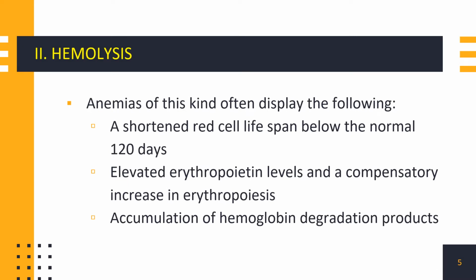The second mechanism that I'm going to describe is about hemolysis. Anemias of this kind often demonstrate the following features. First, a shortened red cell lifespan below the normal 120 days. Also, there are elevated erythropoietin levels and a compensatory rise in erythropoiesis. And likewise, there is also an accumulation of hemoglobin degradation products.